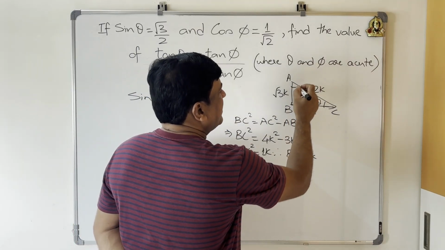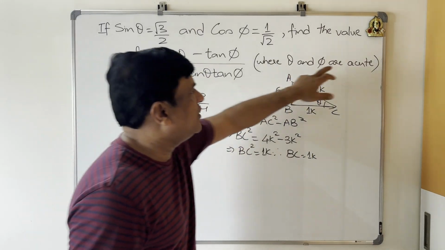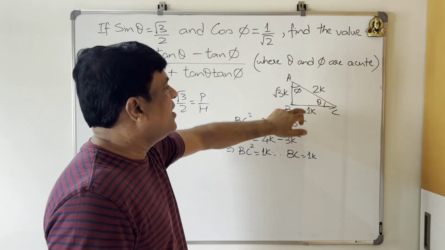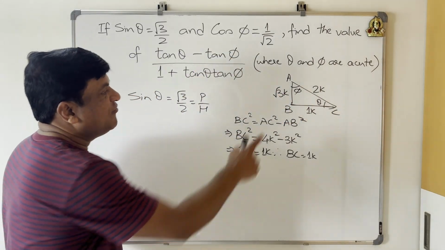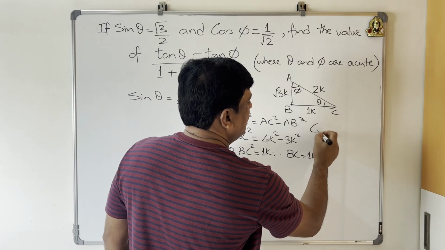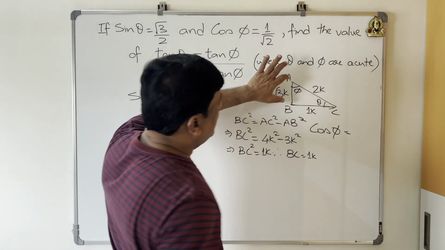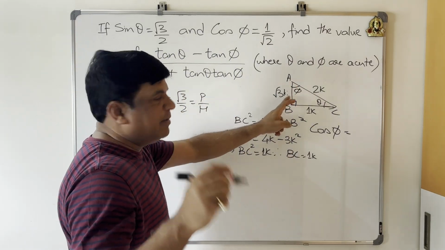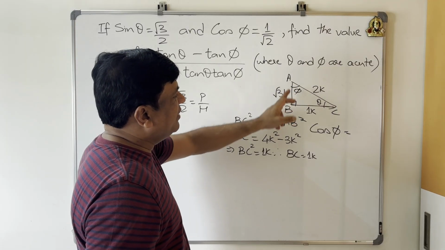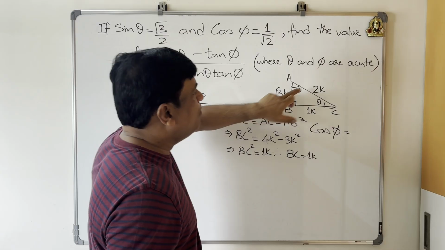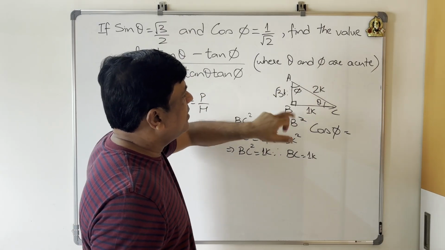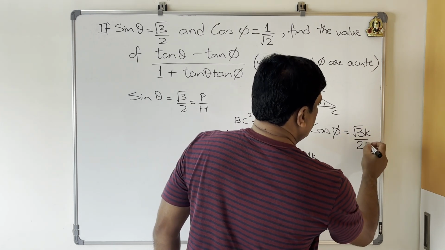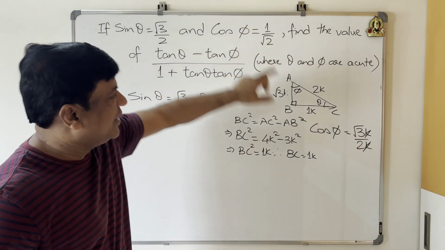Now suppose I take this angle as phi. They have mentioned that both are acute. If I mark this as phi over here, let's calculate the value of cos phi from this particular triangle. When the angle is over here and the right angle is over here, this is treated as base, as I taught you. So cos phi will be equal to b by h. It will become root 3k by 2k, so k and k get cancelled.